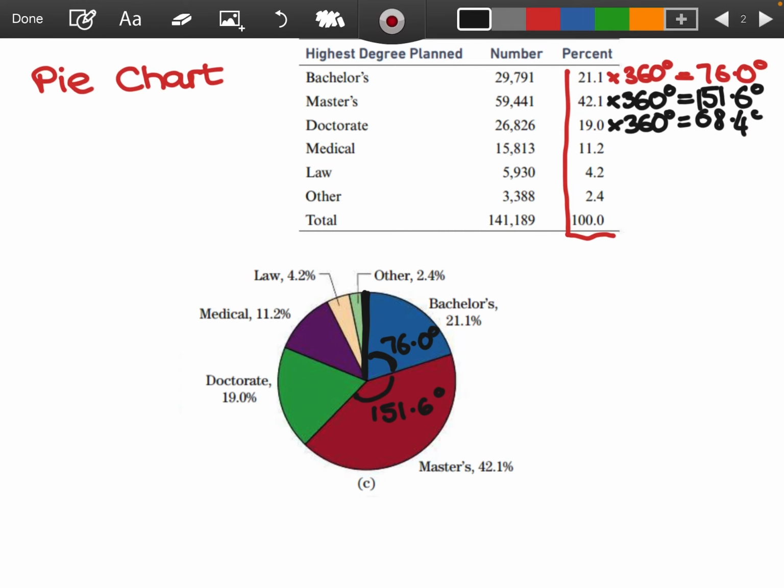I'm not going to do them all here, but you can get the idea. This part here is 68.4 degrees, and you can plot out the whole circle. So that's how we would draw a pie chart.